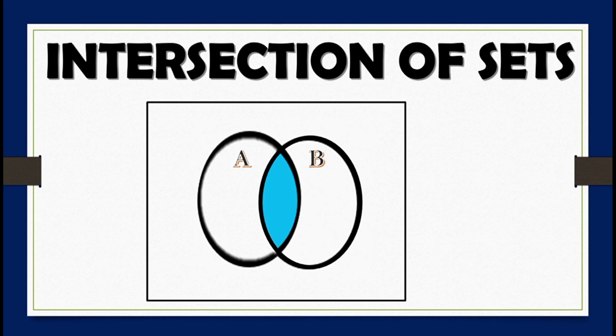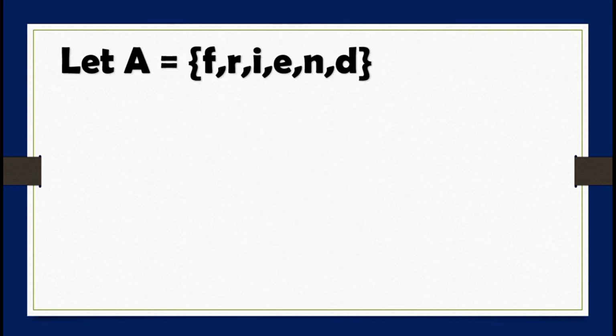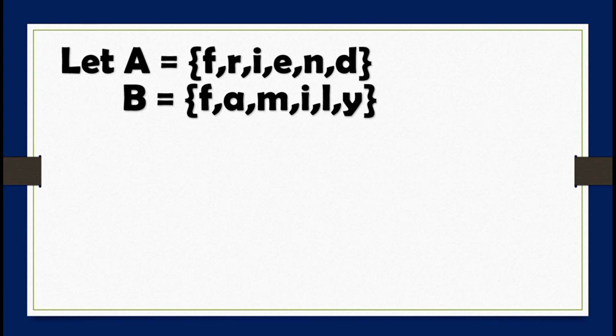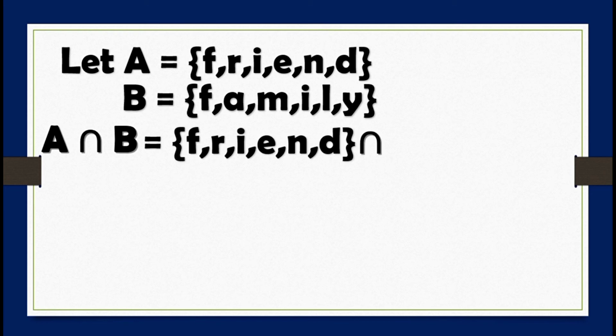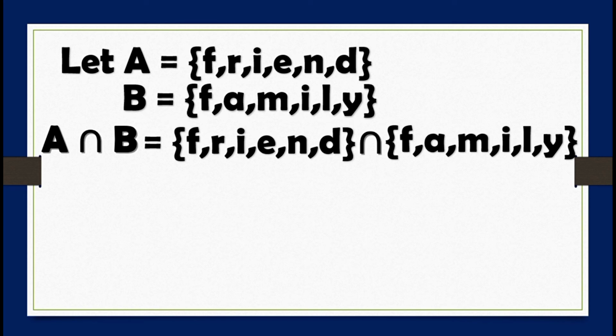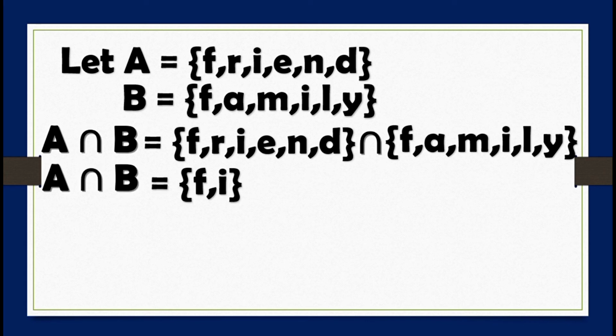Let's try to have some examples. Let set A consist of F, R, I, E, N, D, and set B consist of F, A, M, I, L, Y. So to get A ∩ B, let us write first the elements of set A, the intersection symbol, and the elements of set B. Let us look at what are the common elements between these two sets. What elements are present in set A that can be found in set B? In this case, we have two elements available, and those are elements F and I. Therefore, A ∩ B is composed of F and I.